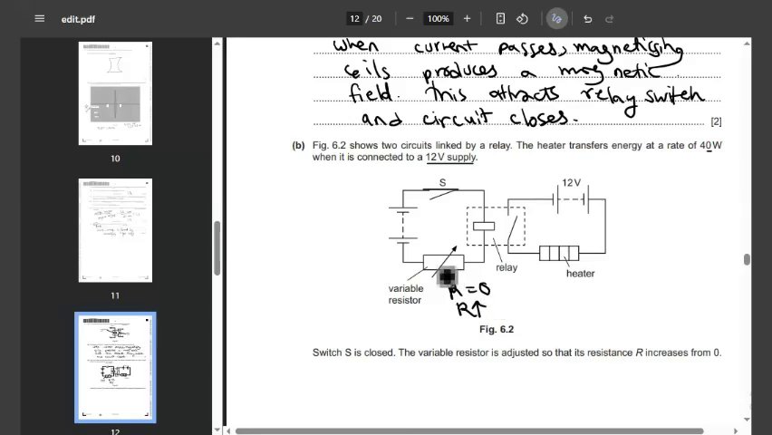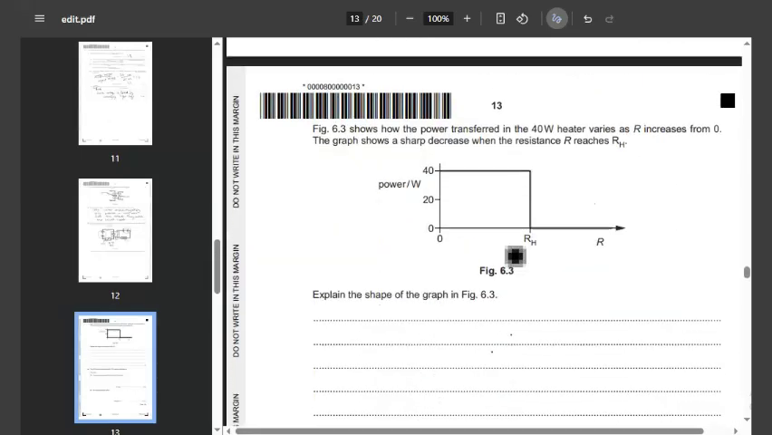Okay. So first let's check the diagram carefully. We have another relay switch, and on the other side of the relay switch there is a magnetizing coil. And this magnetizing coil is connected to a variable resistor. And the relay switch is connected to a heater of 12 volt power supply. So one thing to note is that the heater is not connected with this supply. The heater is only connected to this 12 volt supply. Okay. Let's see the question.